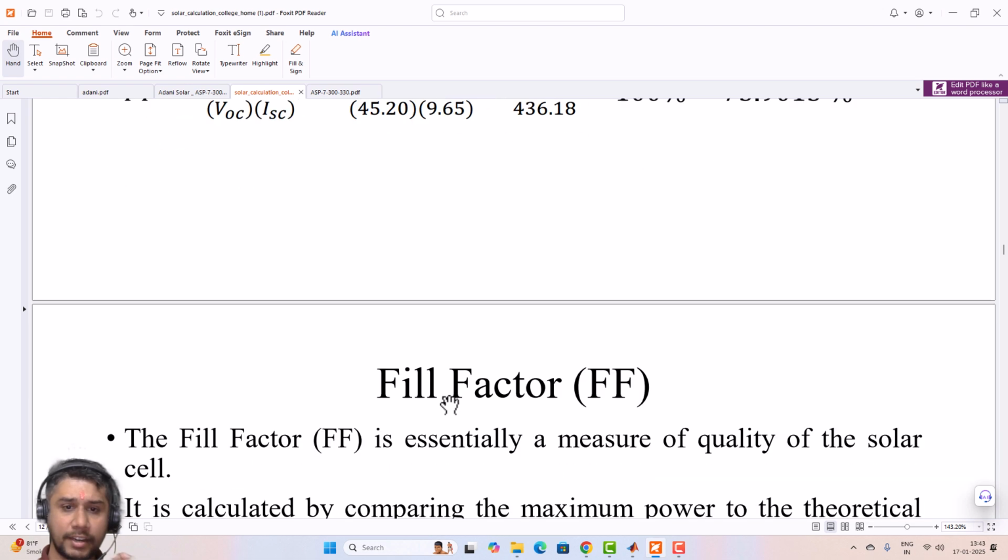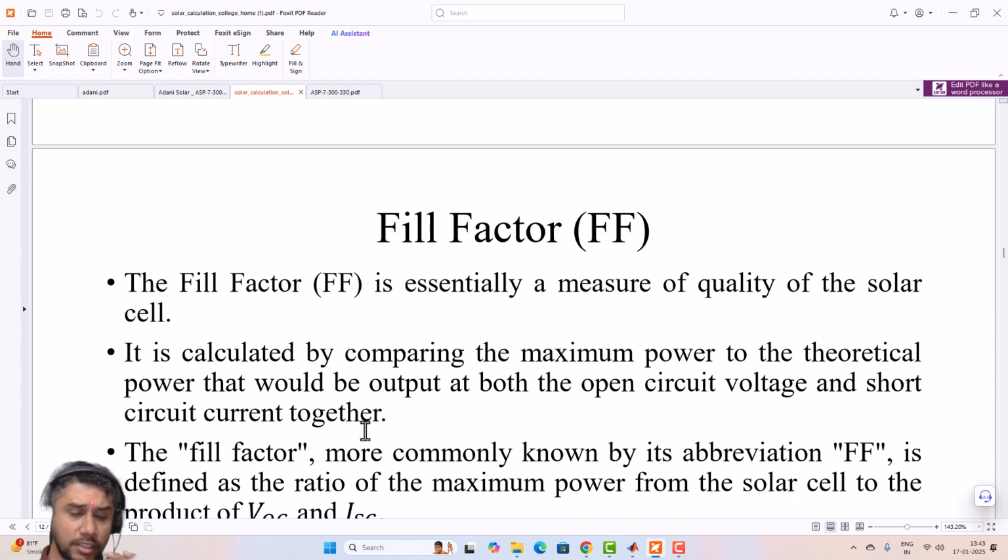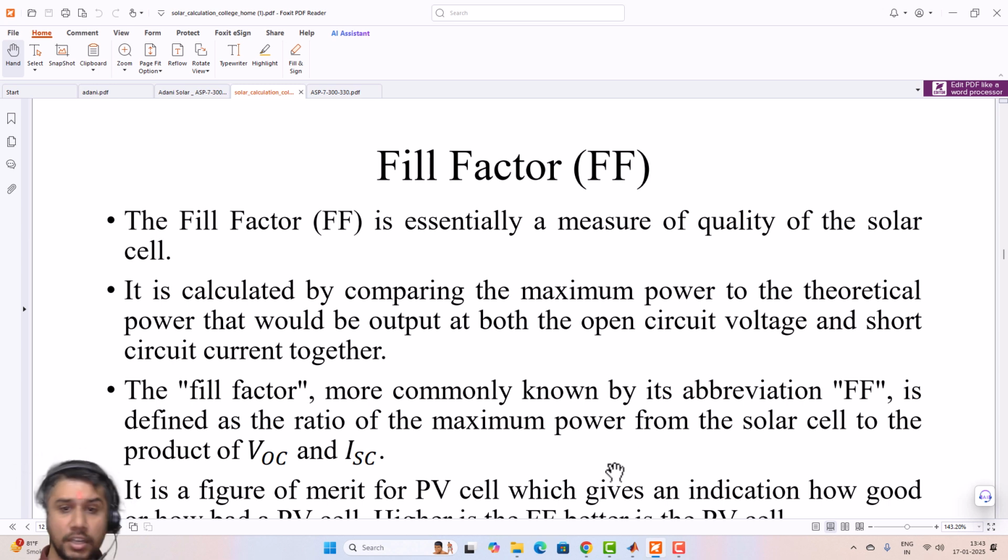So this is how you can calculate the fill factor. Fill factor is a measure of quality of the solar cell. It is calculated by comparing the maximum power to the theoretical power that would be available at the output terminal, both at open circuit voltage and short circuit current. The fill factor is commonly abbreviated as FF and is defined as the ratio of maximum power from the solar cell to the product of ideal VOC and ISC.